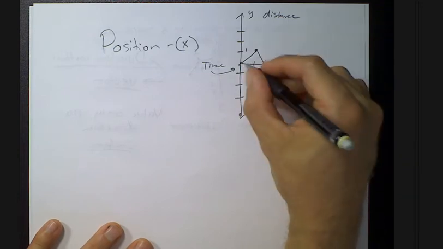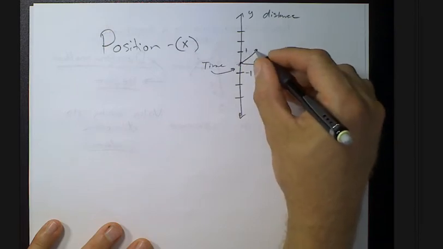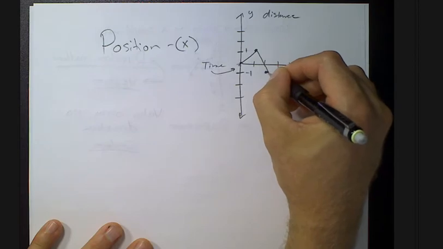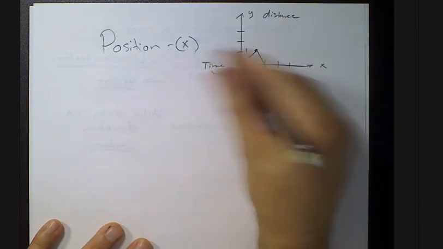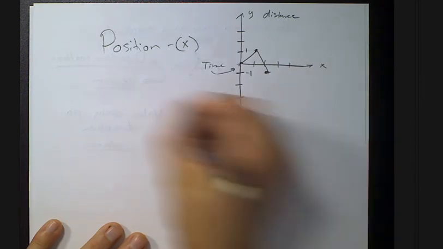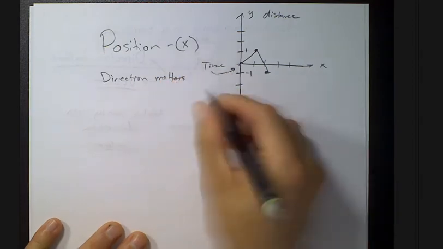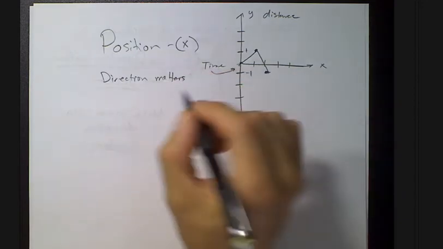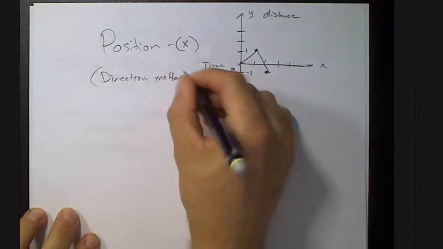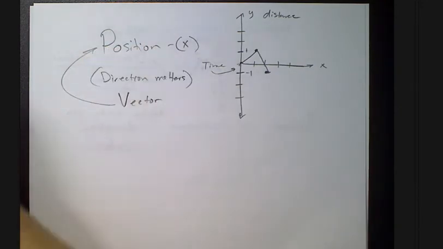Well, that's telling me that I moved forward, maybe this is 1 meter, and then I actually went backwards 2 meters, because I went back to the start point and then back behind the start point another meter. So what we see from position is that direction matters, and on the graph you can see that direction matters. I need to know if I'm going forward or backward because it changes where that point is going to go. So in physics, anytime direction matters, we call that a vector. Okay, so a position is a vector quantity.